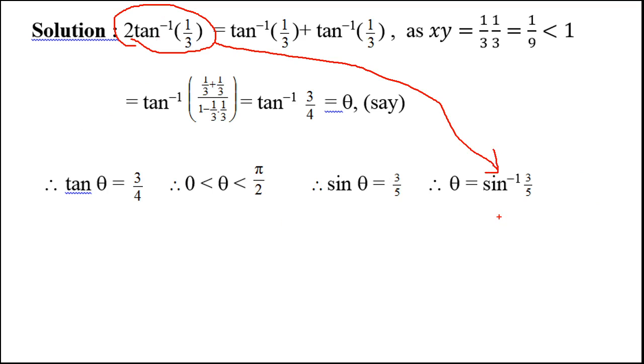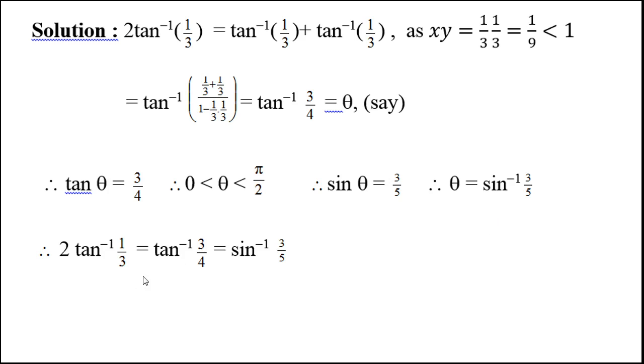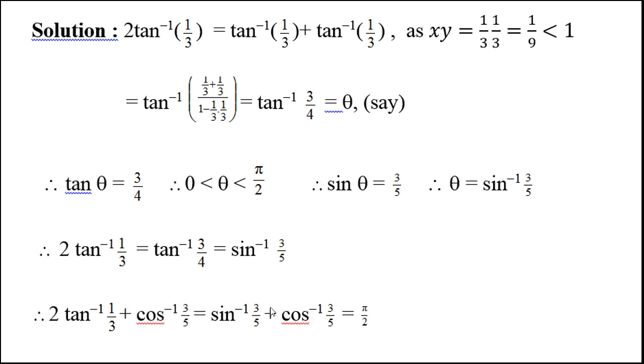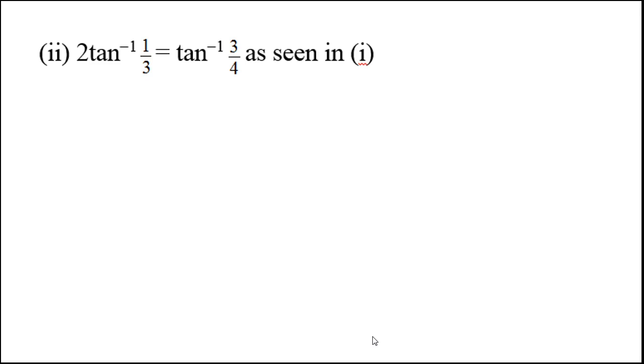So I will move to our question. Our question is 2 tan inverse 1/3 plus cos inverse 3/5. Here 2 tan inverse 1/3 is sin inverse 3/5. So sum of these two, ह्या दोघांची बेरीज, sin inverse 3/5 plus cos inverse 3/5 is equal to pi by 2, using the standard identity. So finally that answer is pi by 2.